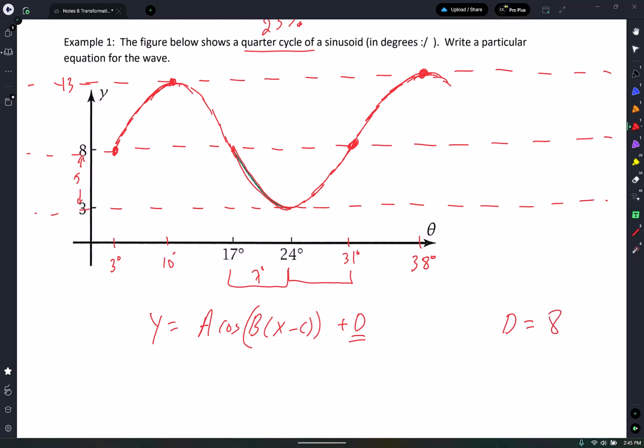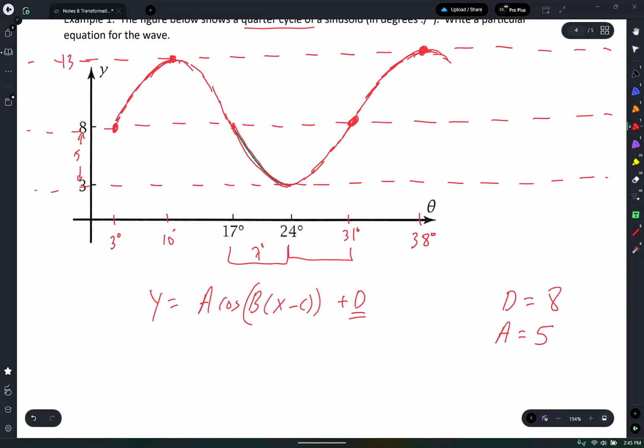The next easiest one is probably the amplitude. The difference between 13 and 8 is 5. Let's see, what's next? The C. If we're using cosine, we're looking for a peak. Where's my first peak at? 10. So 10 to the right, or you can just say 10.